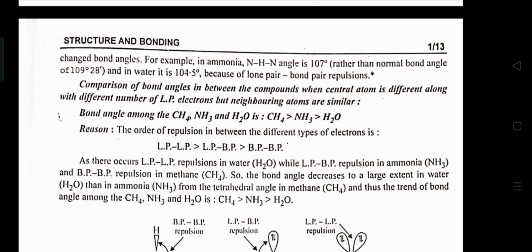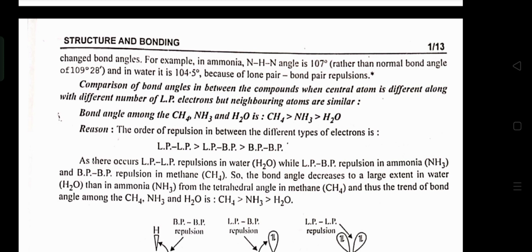Comparison of bond angles between compounds when the central atom is different along with a different number of lone pairs, but the neighbor atoms are the same. Bond angle among CH4, NH3, and H2O: the bond angle is maximum in CH4, then NH3, and minimum in H2O.